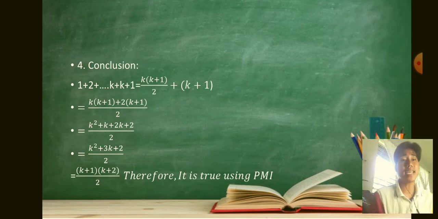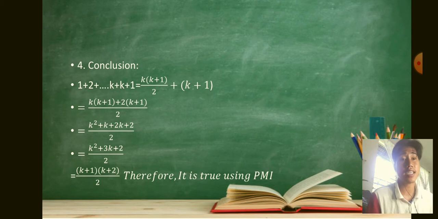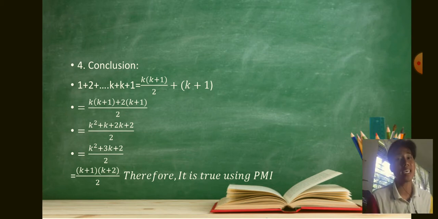And then, last step is the conclusion. So, again, if step 3 and step 4 are the same, then the PMI, or the mathematical induction we used, is true. So, in the conclusion, 1 plus ... plus k plus 1. In this step, we add k plus 1. So it becomes k times k plus 1 over 2 plus k plus 1.